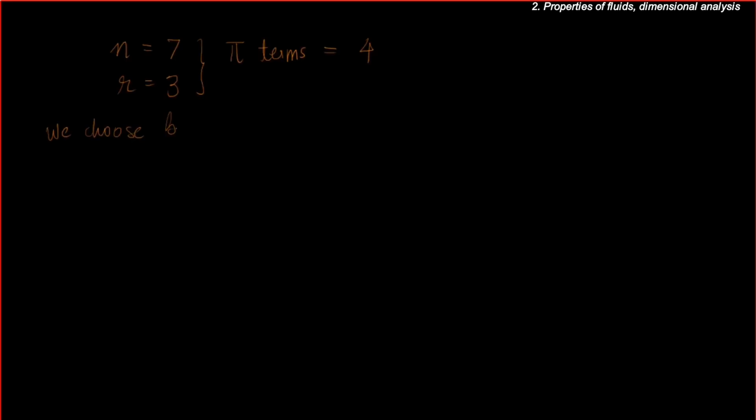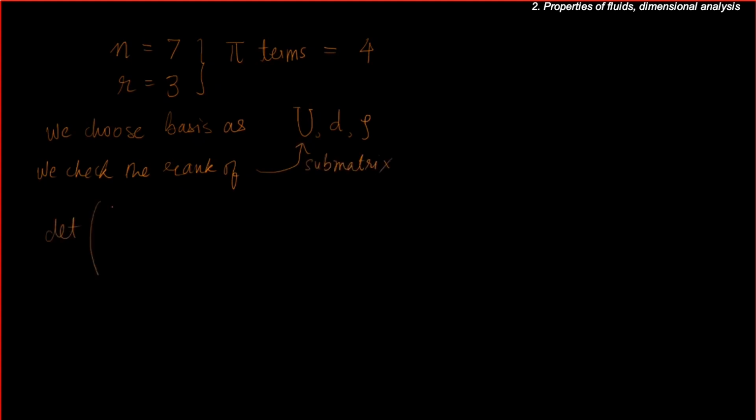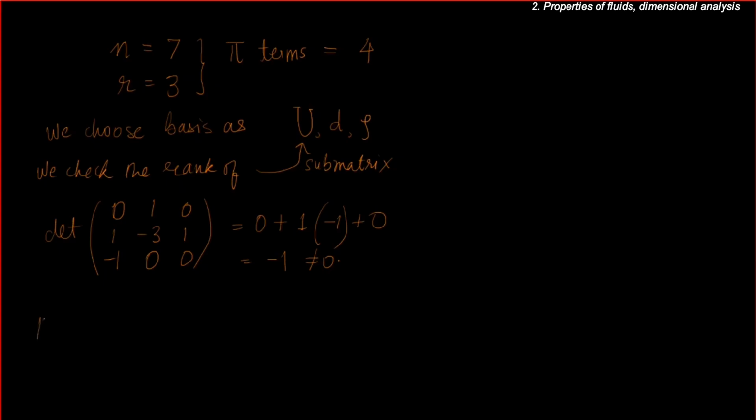So let us now choose the velocity, the density, and the viscosity. The determinant of this particular 3 cross 3 submatrix tends to be -3 and it is non-zero. As a result of which, we can conclude rank of the matrix is equal to 3. And from Buckingham pi theorem, we know that if there are n number of terms and variables and the rank is equal to 3, so 7 minus 3, which is equal to 4, will be the number of pi terms that we will have. So 4 dimensionless groups.